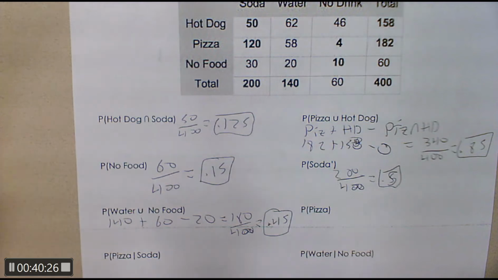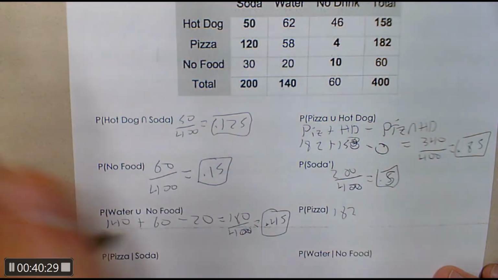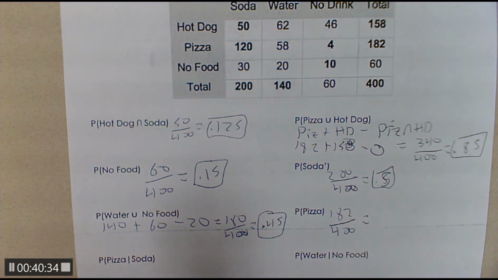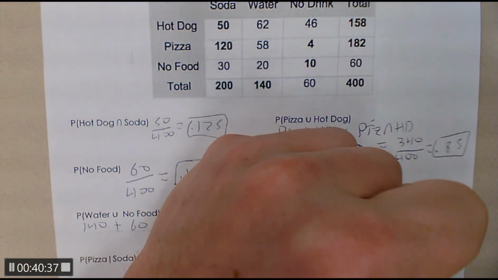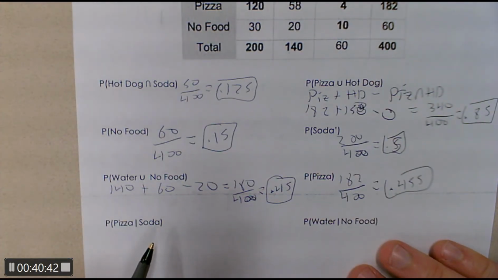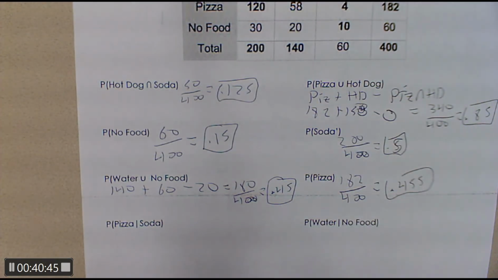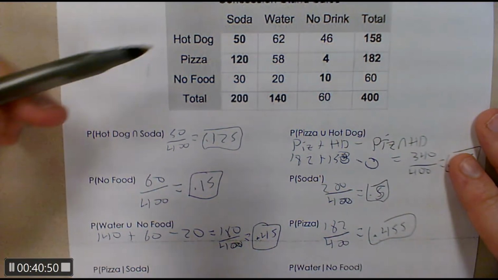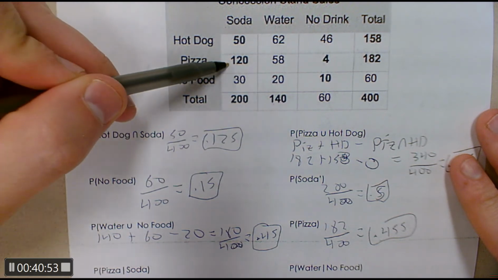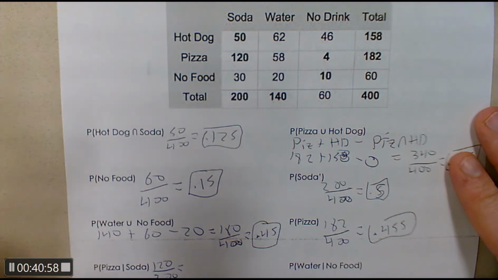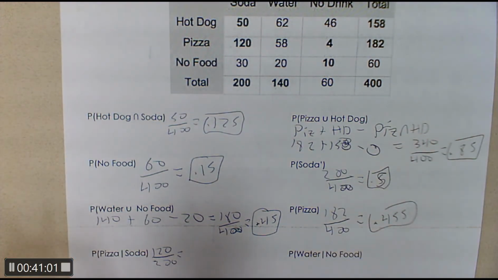Probability of pizza, it's once again just simple, it's just 182 pizzas divided by 400. 182 divided by 400 is 0.455. I just found my total number of pizzas. Pizza given soda. So this is, wait, given. Slow down. Which one are we looking at? Alright. Pizza given soda. Okay? So given soda, we're only looking at the soda column. There's 120 pizzas out of the 200 total sodas. So 120 divided by 200 is 0.6.